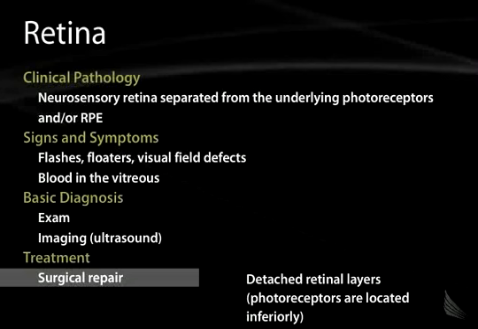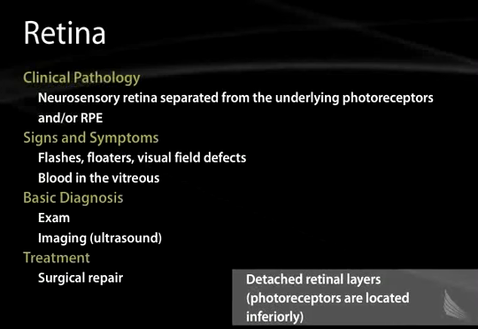This is a picture that shows the floating, detached retinal layers. You can see on the bottom the scalloped layers of photoreceptors that normally would be attached to the RPE.